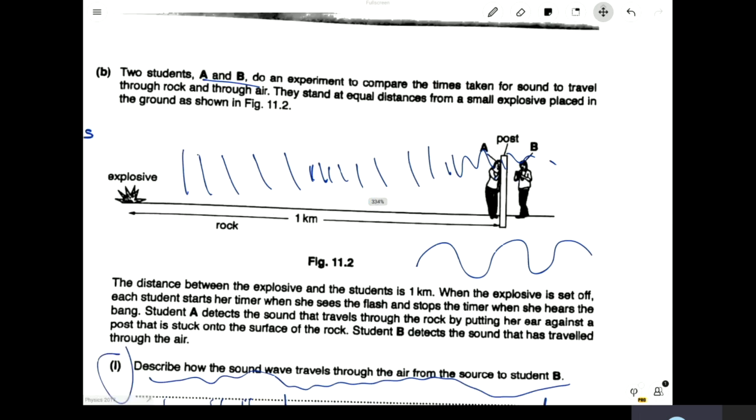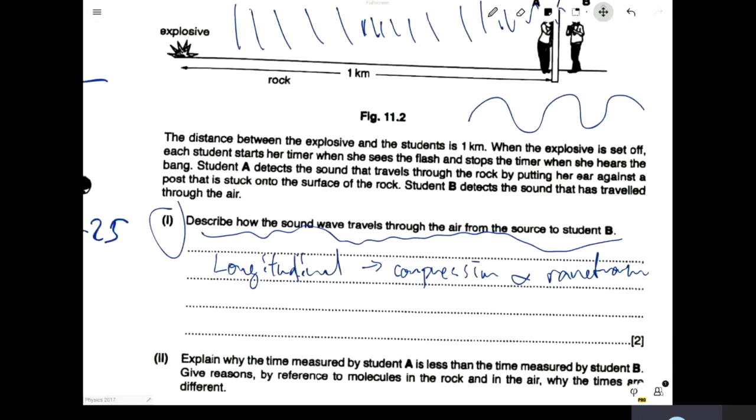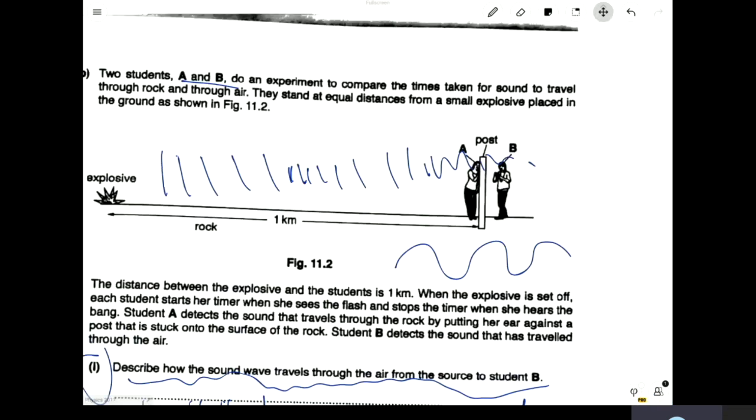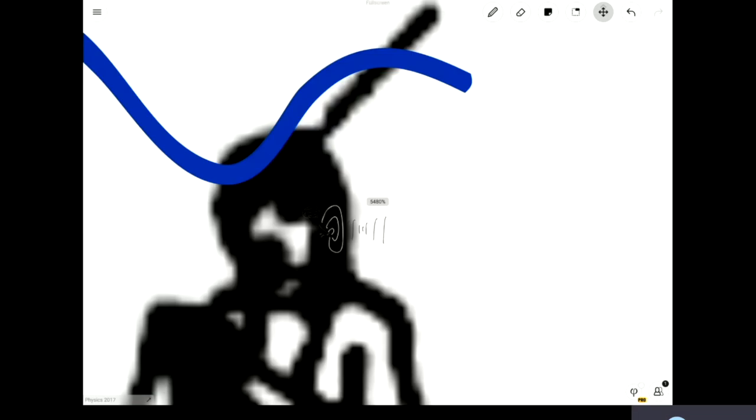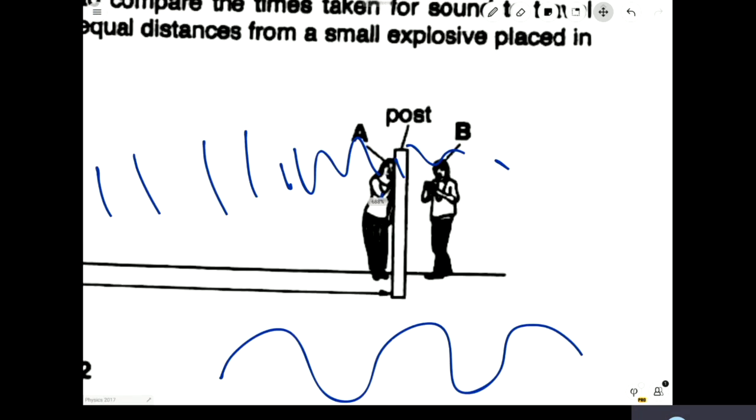Compression and rarefaction. Vibration of the air particles passes the sound all the way to his ears here. Okay. Next.